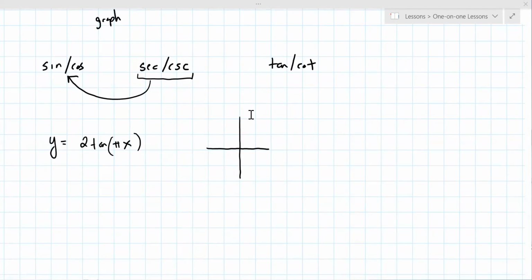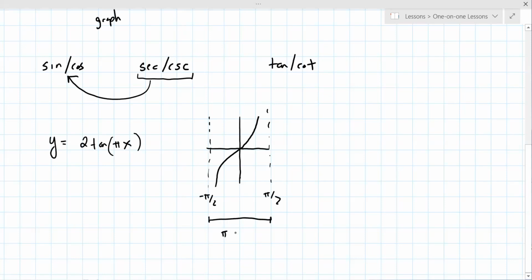It kind of goes up and to the right. So there are vertical asymptotes, and do you know where those occur in the standard one? No. So minus pi over 2 and pi over 2. So you really need to know the parent function to be able to do these. And this is pi apart, which is the period. Oh, okay.